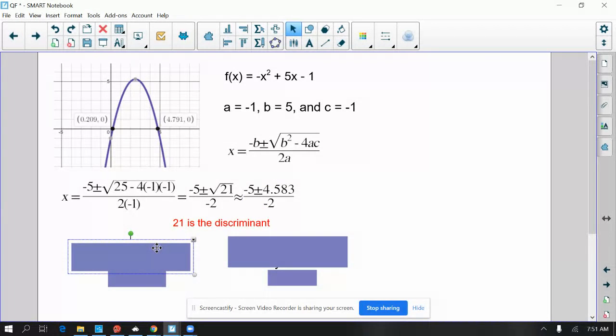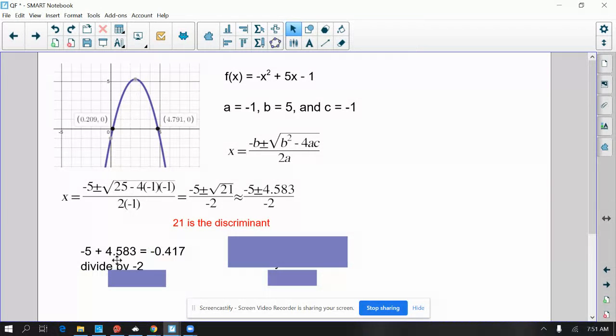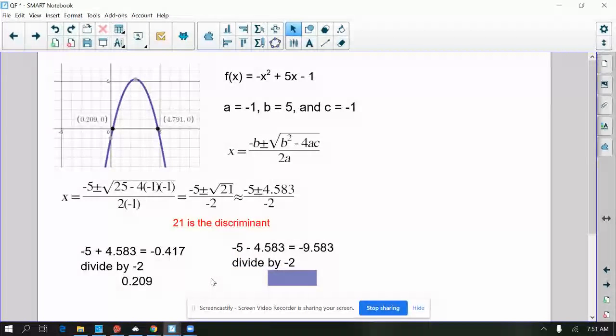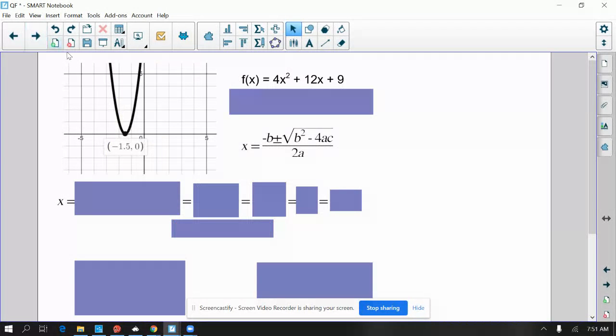So how do I find my two answers? I take -5 plus 4.583, that equals this number, and I divide that by -2, and I get 0.209, one of my zeros. And then I take -5 minus 4.583, and I divide that answer by -2, and I get the other zero, 4.791. Okay, so what have we learned about the discriminant? Not much. We'll learn more in a second example, but the discriminant was 21, and that got me these two zeros. All right, example 2.